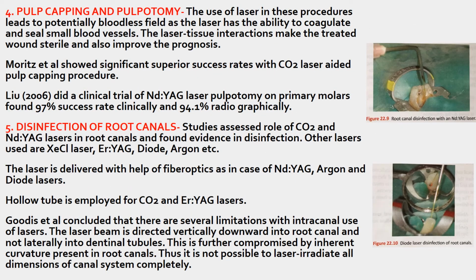Now the next application is pulp capping and pulpotomy. Pulp capping and pulpotomy constitute a more conservative form of pulp therapy when you are comparing it with pulpectomy. They are used when the exposure is 1 mm or less and when the patient is young. Pulpotomy is recommended in immature permanent teeth where pulpectomy is not advised.